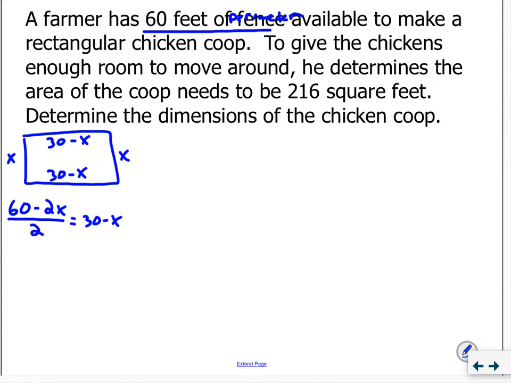So now I've got a length and a width. I can write myself an area equation: x times 30 minus x. And he wants the area to be 216. Thank goodness this farmer knows algebra. So let's do our distributive property.